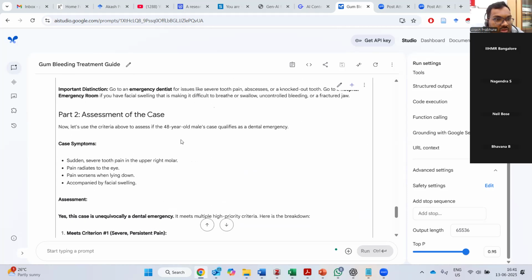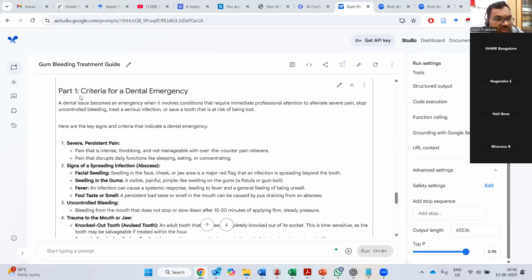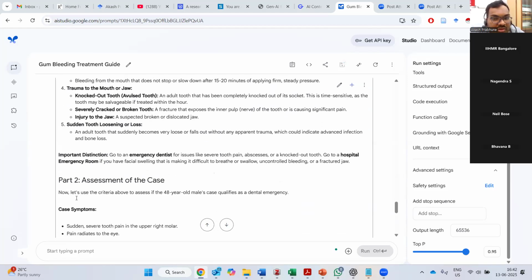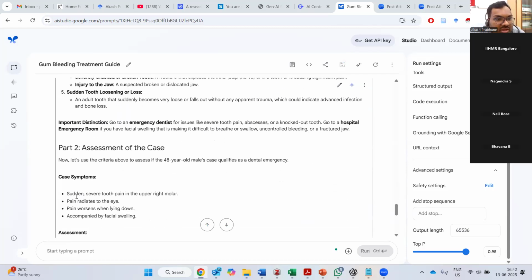Okay. So yeah, I think what it has done is that it has first gone to understand the criteria for the damage: pain, infection or abscess, uncontrolled bleeding, trauma. So this is what the machine already knows classifies as an emergency. Now what it has done is go back and look, after looking at this knowledge, at what symptoms there are.